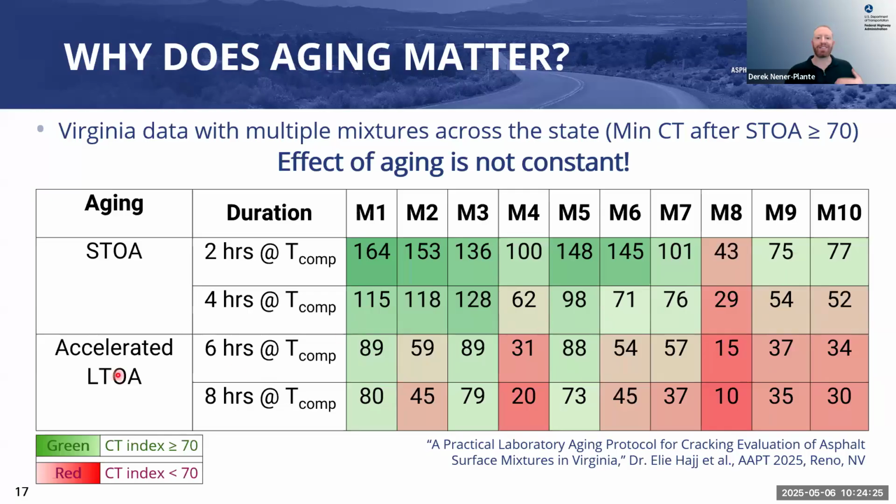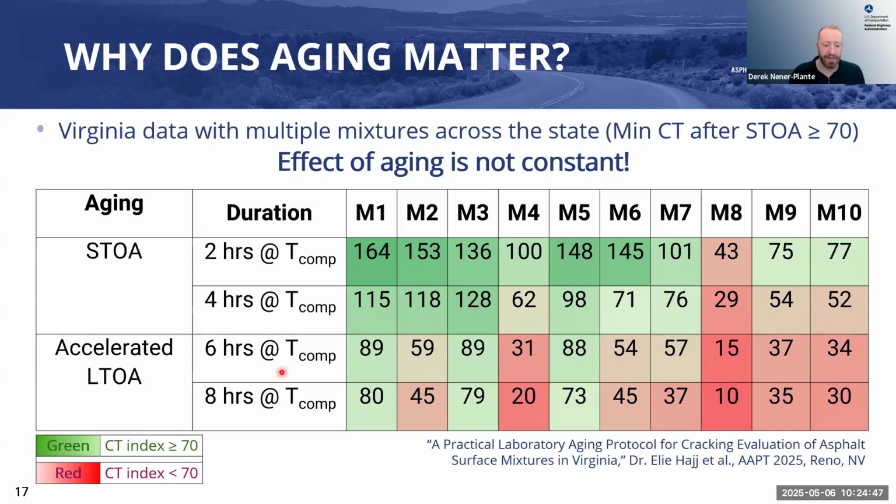Then what they called accelerated long-term aging, right? We got to get our terminology right. What's short term? What's long term? What's medium term? What's in the middle somewhere? But in the end, what's the duration? Here they had 6 hours at the compaction temperature and 8 hours at the compaction. So you're getting 2-hour intervals of this mix staying in that conditioning for that aging.